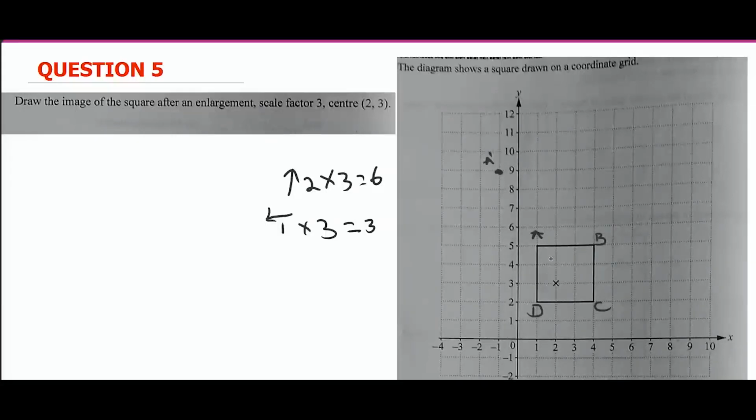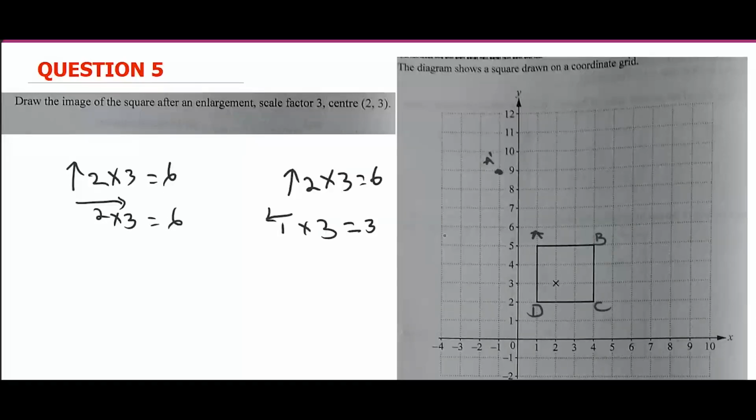So the same thing, let's count from the center of enlargement to point B. Let's go up. 1, 2. 2 up, then to the right, 1, 2. So for point B, you go up 2 times, then you move to the right 2 times. For the image of point B now, you multiply by the scale factor and maintain the same direction. So this will be 2 times 3, 6, and this will be 2 times 3, 6.